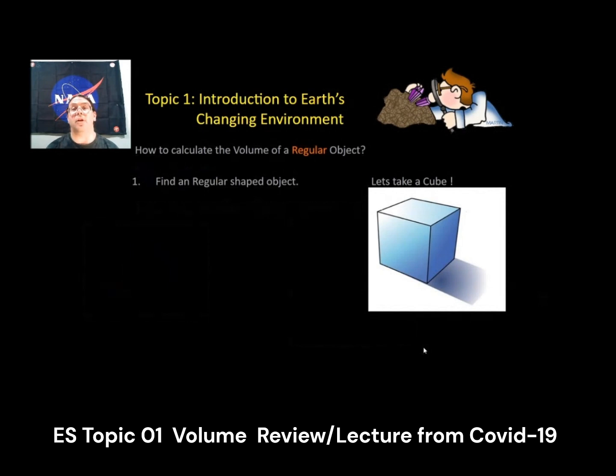So now we're going to take a look at volume. Remember, volume is the amount of three-dimensional space that's occupied by the object. We looked at the mass of an object. The mass is the amount of atoms it has stuffed inside. And the volume is now going to measure the amount of three-dimensional space that it occupies.